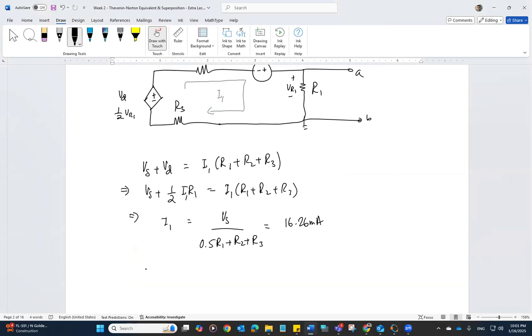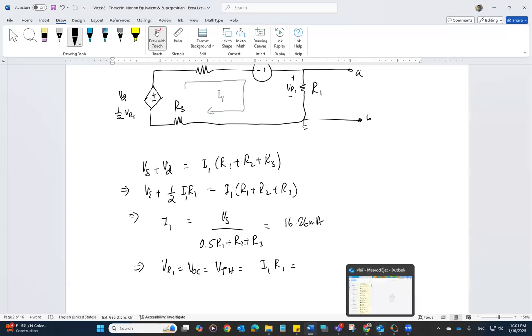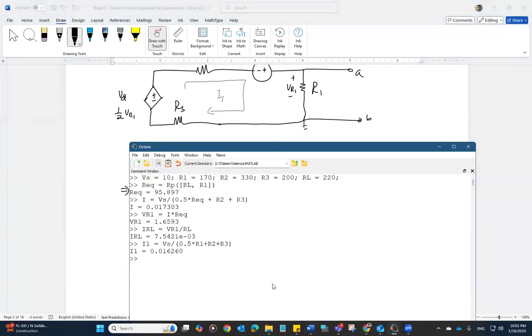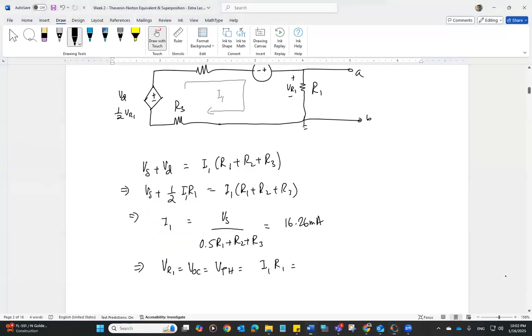Which means that our open circuit voltage, which is equal to VR1 and equal to the Thevenin voltage, is I1 times R1. V open circuit is equal to I1 times R1, 2.7642 volt. Okay, so that's our Thevenin equivalent voltage.